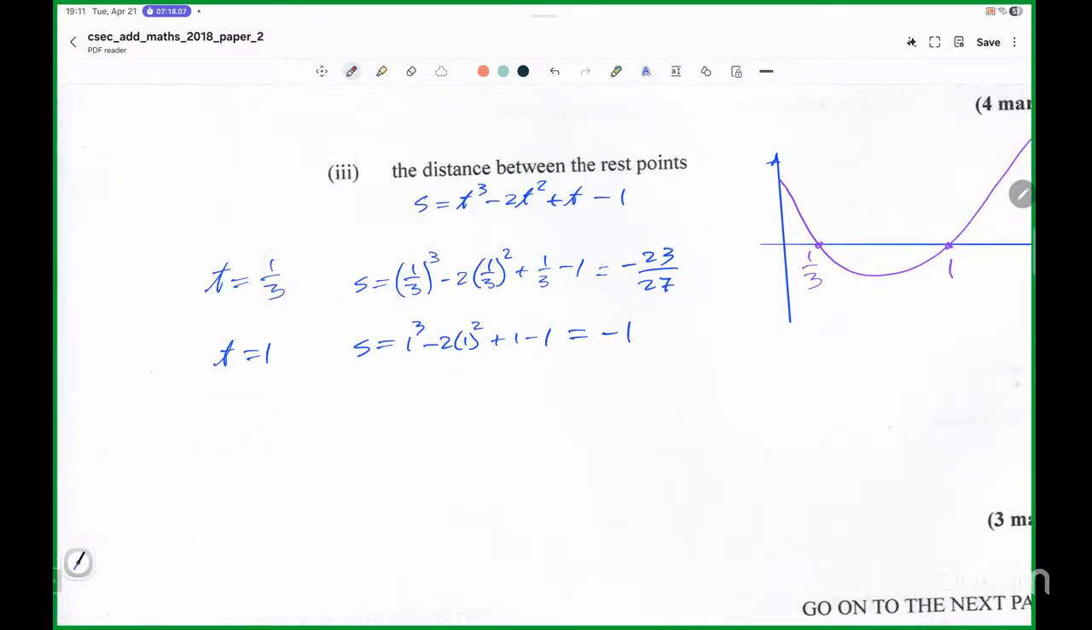So all that means, guys, is this. The particle is at O first, right? You go forward first. And then when t equals a third, it actually goes backwards, to the opposite side of O, to a third. And then it turns.